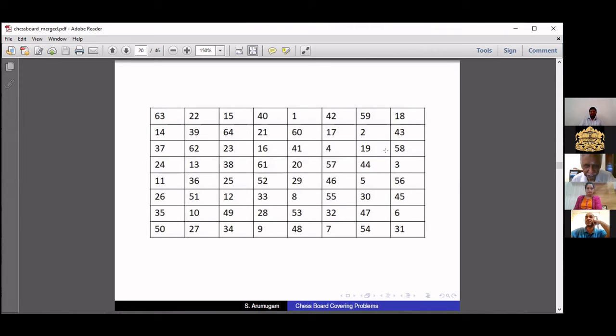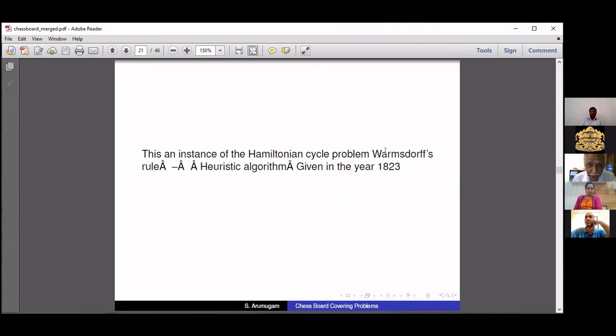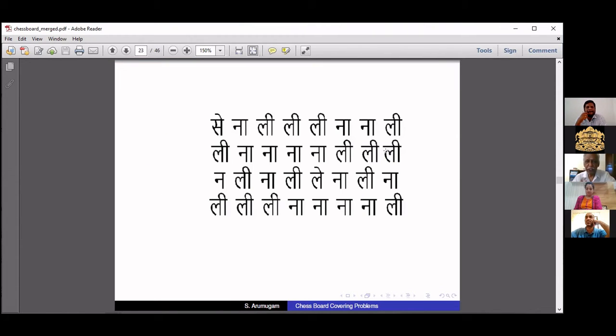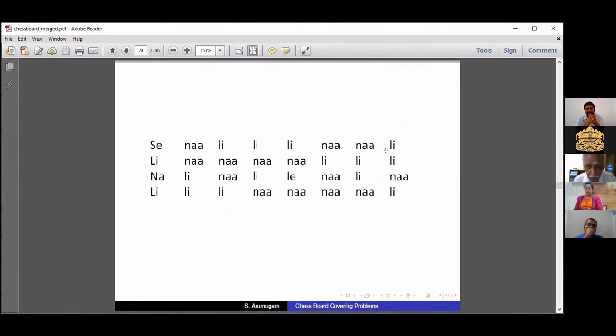Okay. Fine. So there are several such interesting problems coming from the chessboard mathematics. The domination theory originated in India from the chessboard covering problem. There's a very simple and surprising unsolved problem.